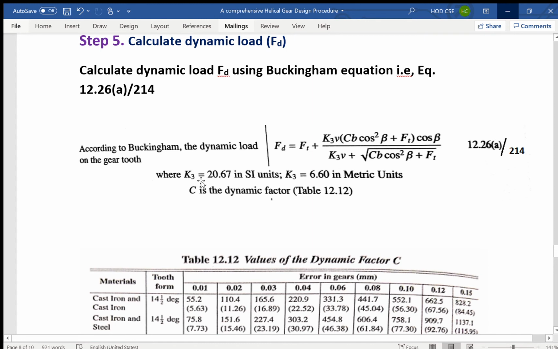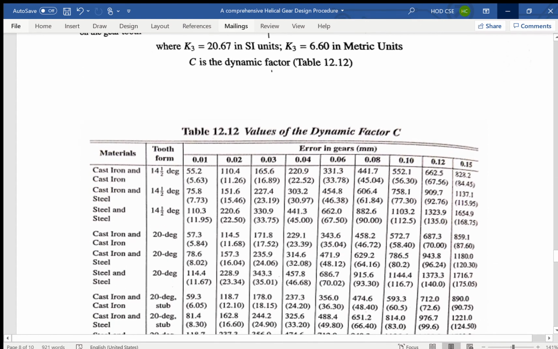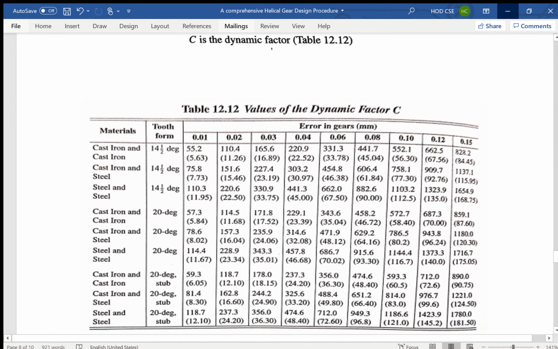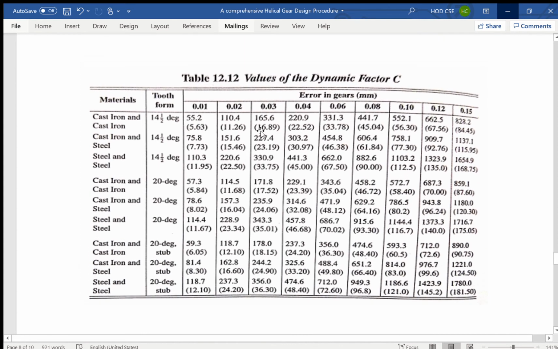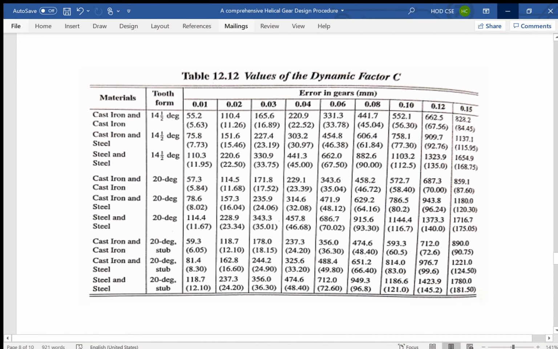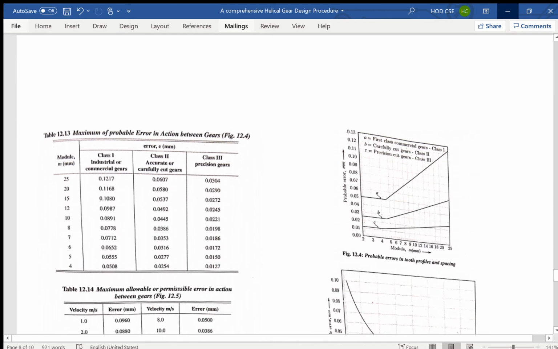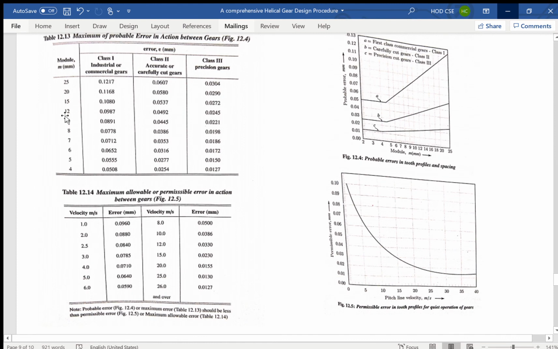So as usual K3 is equal to 20.67 in SI units. This one we need to use. C is the dynamic factor. From table 12.12 we can now obtain a dynamic factor based on the combination of materials, and also based on the error e, small e. Error small e can be obtained from table 12.13 or table 12.14.